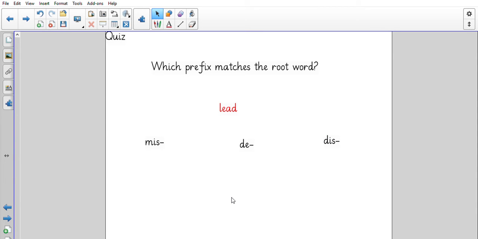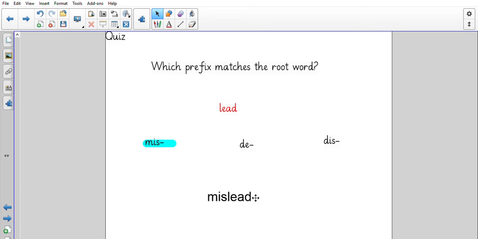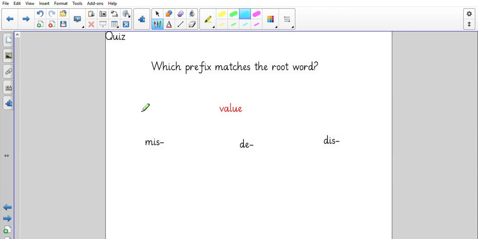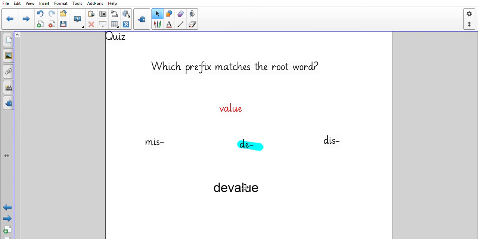Lead, mislead, delead or dislead. Well done if you said mislead. Value, devalue, disvalue or misvalue. I'm not going to give you as long now. Well done if you said devalue. If you devalue something, it's not worth as much.